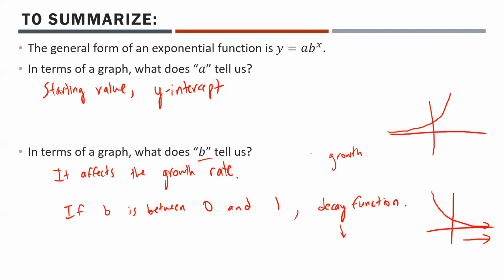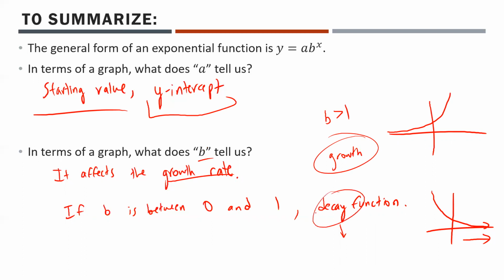Okay, so make sure you understand that in terms of a graph, your a value tells you your y-intercept, or in other words, your starting value. And in terms of the graph, your b value is affecting the growth rate. And you have to understand if it was greater than 1, you have a growth function. So b greater than 1, it's a growth function. If b is between 0 and 1, however, you have a decay function.